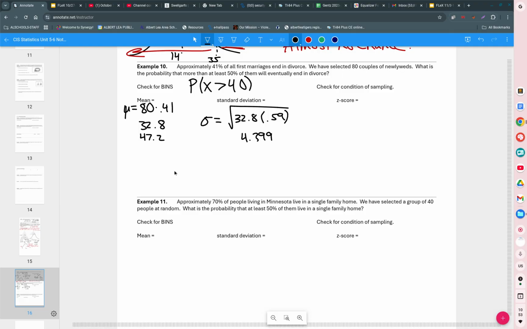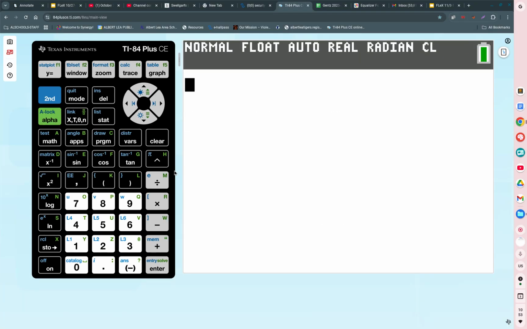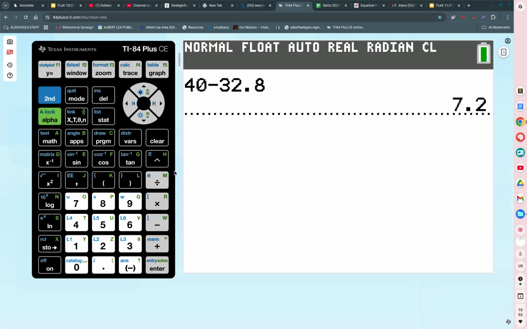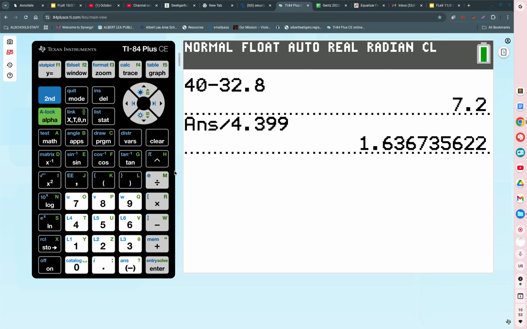So my z-score says z is equal to x minus the mean divided by the standard deviation. In this case, x is 40, that's what we're testing. We're going to subtract that from 32.8, and we're going to divide that result by 4.399. And yep, we're going to get a better number here. 40 minus 32.8, enter, and divide by 4.399. I get 1.637.